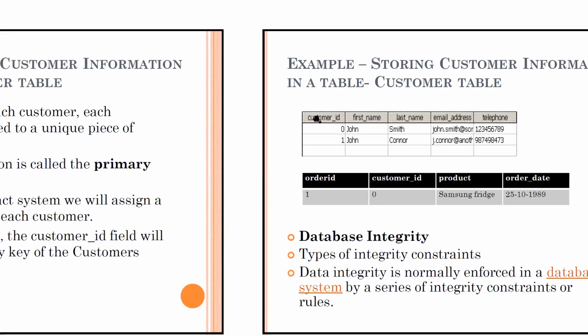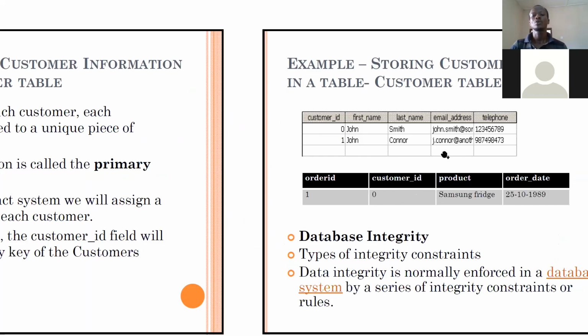Now you realize that the customer ID is unique in the customer table: 0, 1, 2, 3. But then there's this order ID, which is primary here. So customer ID is the primary key here, but it's a foreign key in this other table. That's the product we are ordering.